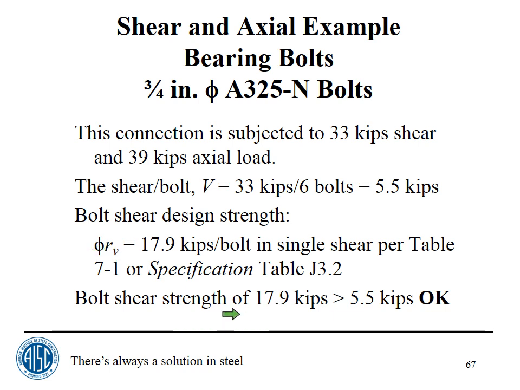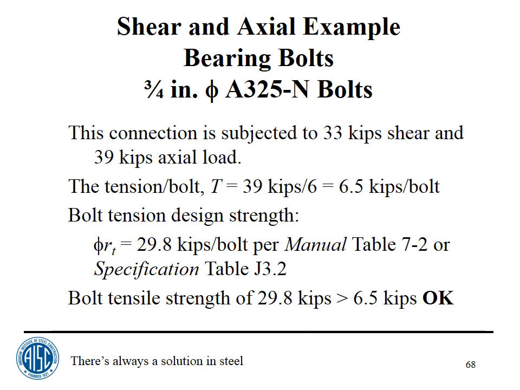So 17.9 kips greater than 5.5. Okay, so we're good to go so far. For the tension, capital T is 39 total divided by 6. So I've got 6.5 kips per bolt. The bolt design tension strength is 29.8 kips per bolt per manual table 7-2, or again, you can go to specification table J3.2. So the bolt tensile strength, 29.8, is greater than 6.5.